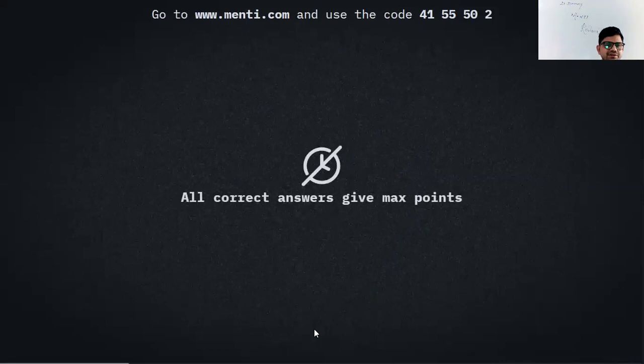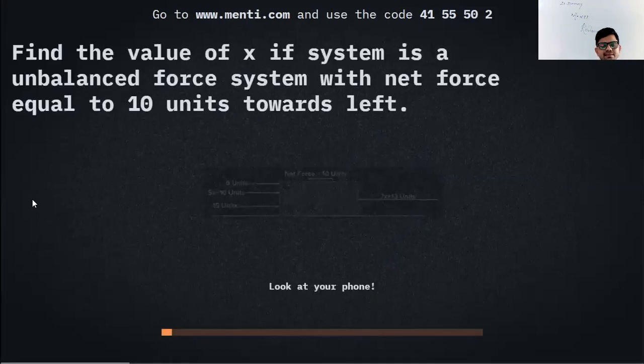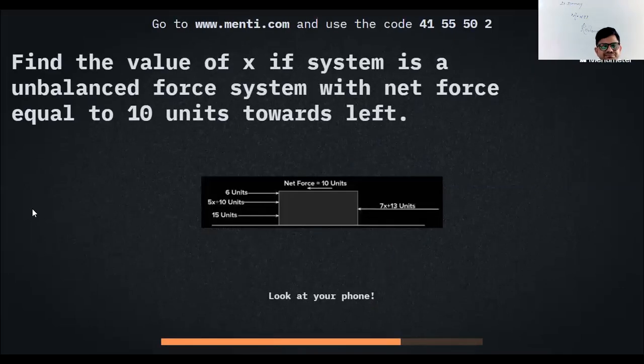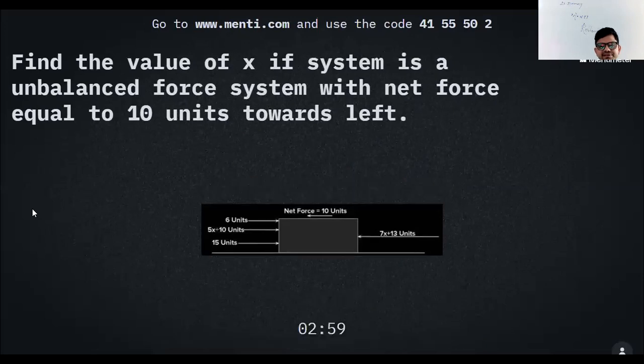So the first question on your screen, you can see the diagram. Find the value of X in the system if the total system is under unbalanced force. Total of 3 minutes you are having. Type your answers. Find the value of X if the system is an unbalanced force system with net force equal to 10 units towards left.